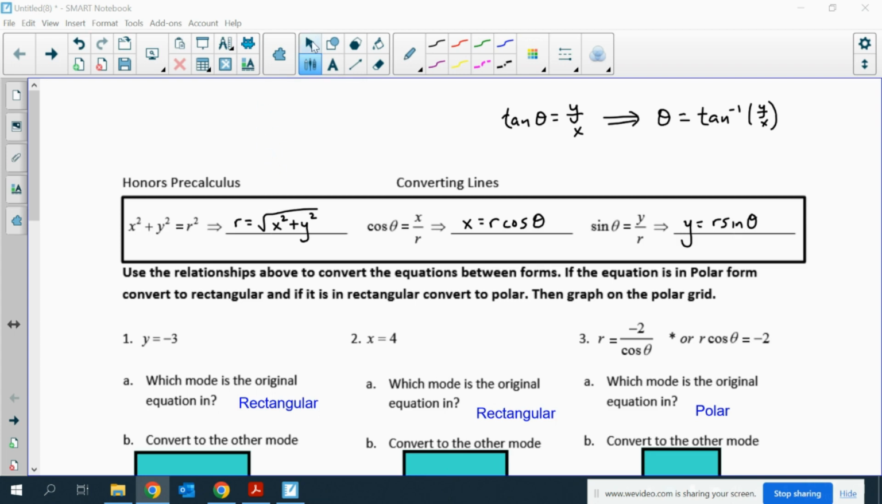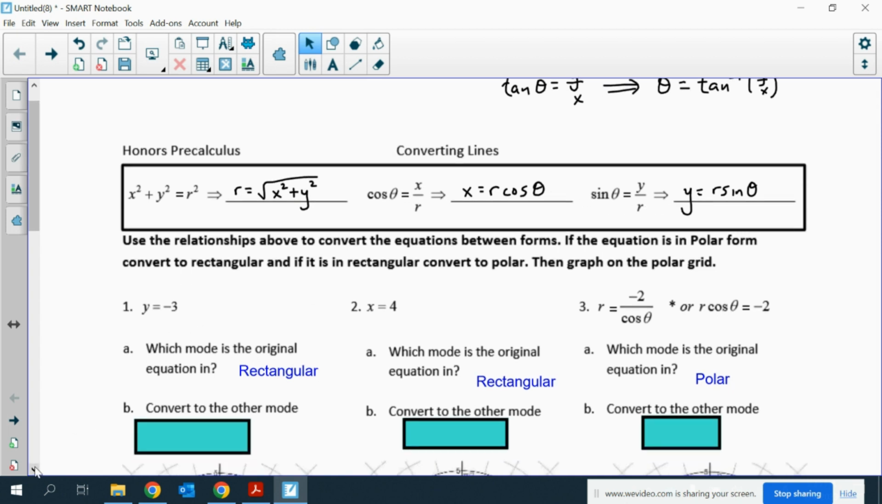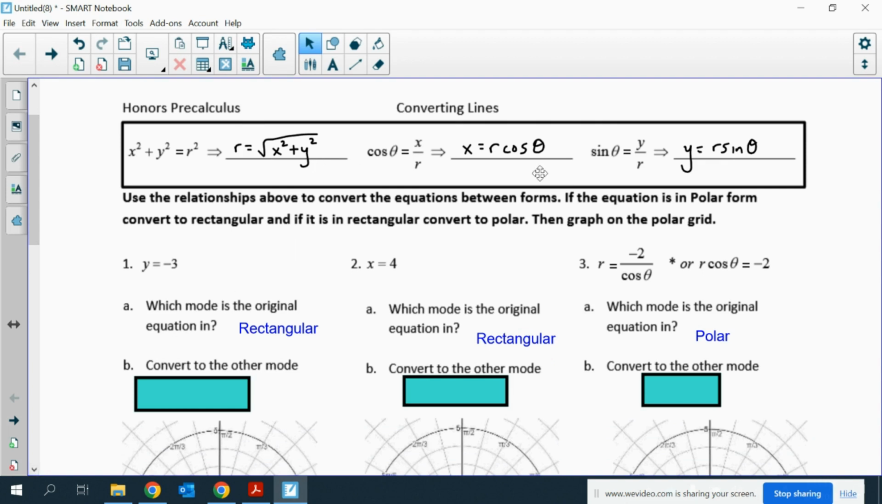The following video is about converting lines between polar and rectangular forms. Please remember the conversions that we learned in the last video. So we're going to use these relationships to convert the equations between the forms. So number one is in rectangular form, y equals -3.